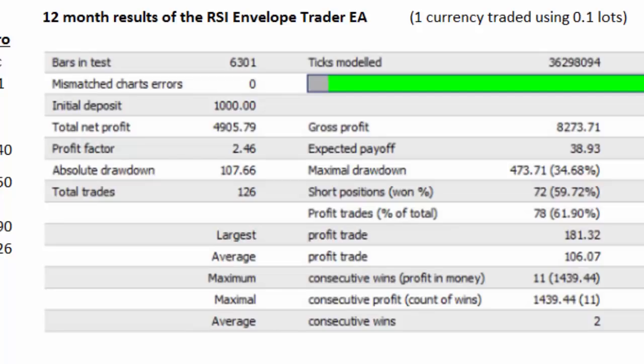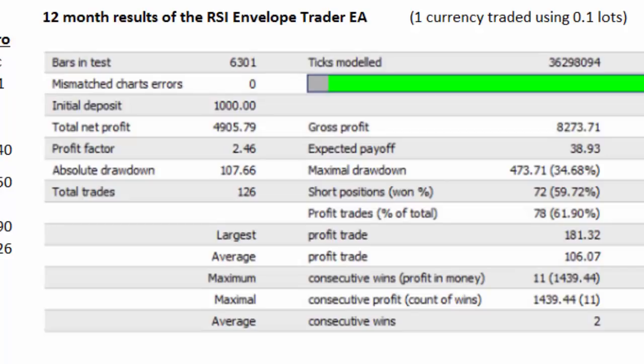Today I got an email saying I want to trade this EA, and it is particularly the RSI Envelope Trader EA, and can you tell me what account size is appropriate? Now, that is why I'm making this video, because that person should be able to calculate the account size themselves, send me their calculations and say, is this correct? So yeah, I'm going to take you through the process and hopefully you'll learn a lot from this particular video.